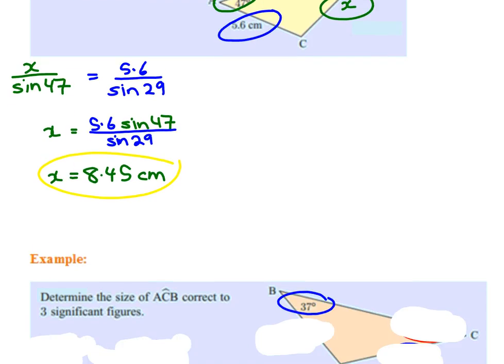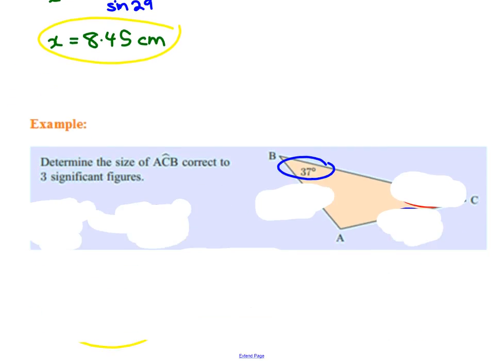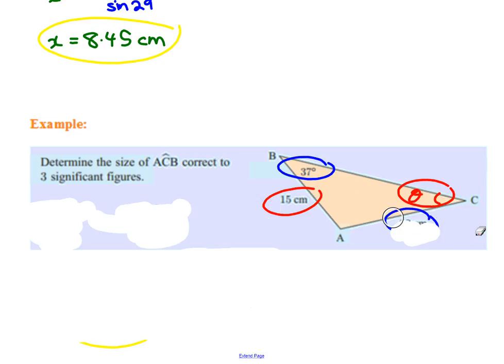3 sig figs, nice. Another example: determine the size of ACB, this little hat meaning an angle. Determine the size of ACB correct to 3 sig figs. So where is ACB? It's this angle here. So label your unknown angle as being theta. And in this question we have angle, opposite side, angle, opposite side. So that tells us it's a sine rule.